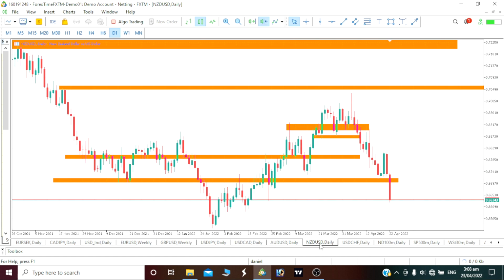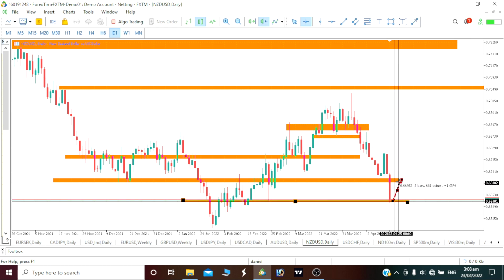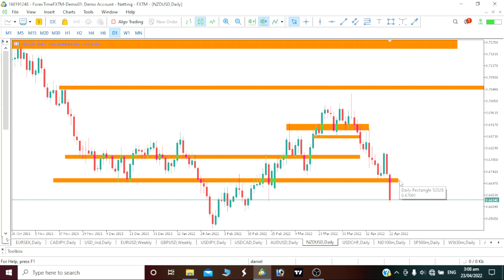Our next pair is our New Zealand USD. Our prediction was right last week, that our New Zealand will be falling, and it has fallen. One thing that I am seeing on my New Zealand, if I want to take a sell on our New Zealand, I'll be waiting for that retracement, that pullback up. That should be about 79 to 80 pips.